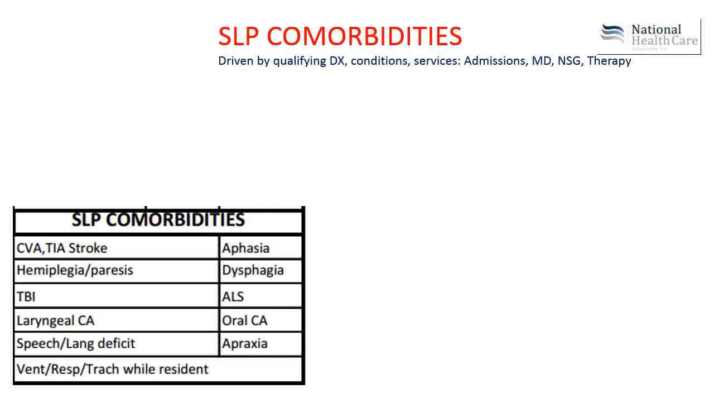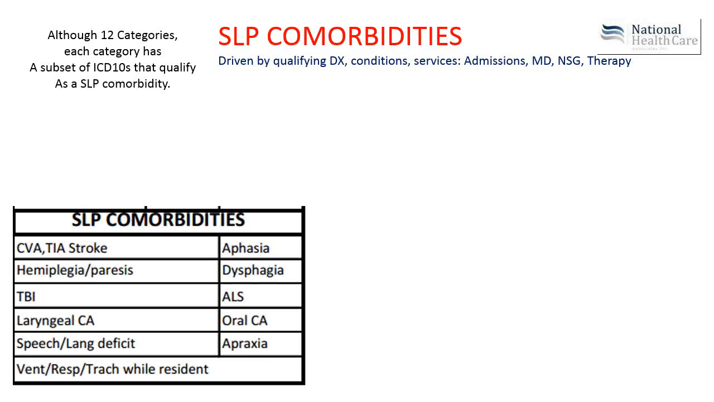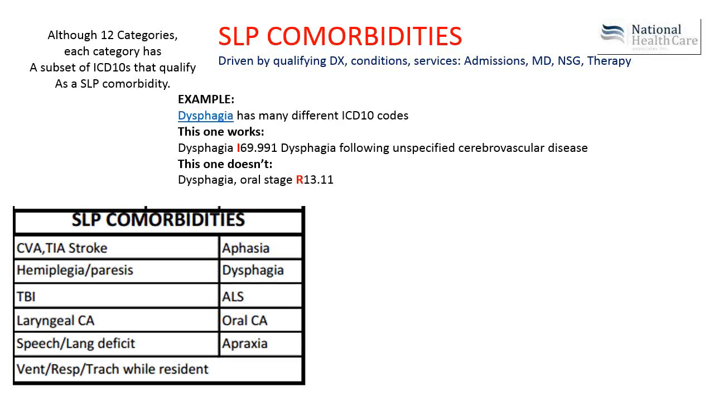If you took a look at the MDS, coordinators have clipboards that kind of show this to you, you'll see that there are about 12 categories, and each of these categories has a subset of diagnoses that will qualify them for that comorbidity. You don't need to necessarily memorize all those, and some of you on the call probably don't even care so much about this. But the importance of it is to know that dysphagia has many different ICD-10 codes, and one might work and the other one won't.